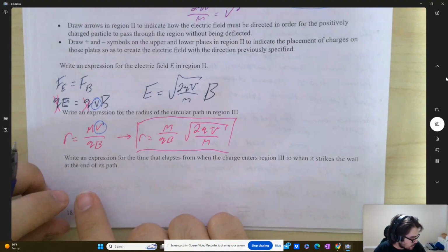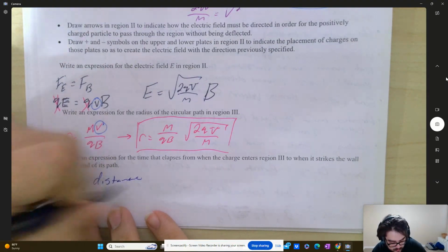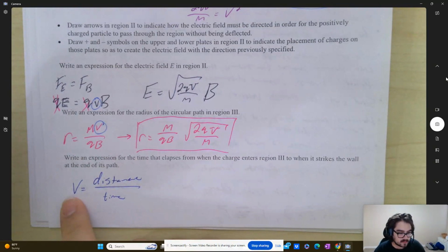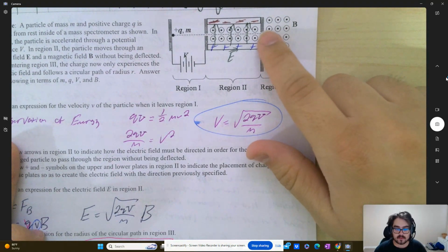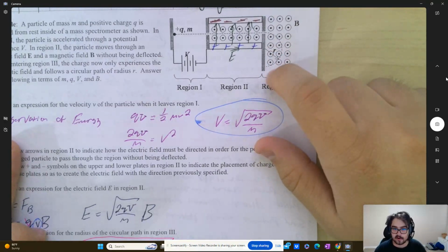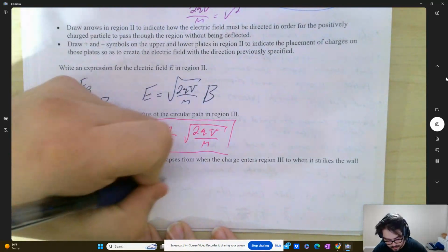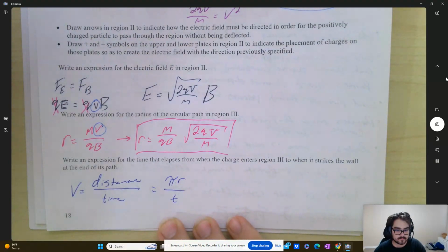All you've got to do is take velocity equals distance over time. We already have an expression for velocity. How much distance does it traverse? Well, it's going a half circle. Normally it would go 2 pi r, but it's actually going half of 2 pi r, which is just pi r, and the time it takes is just t. We don't know that yet.